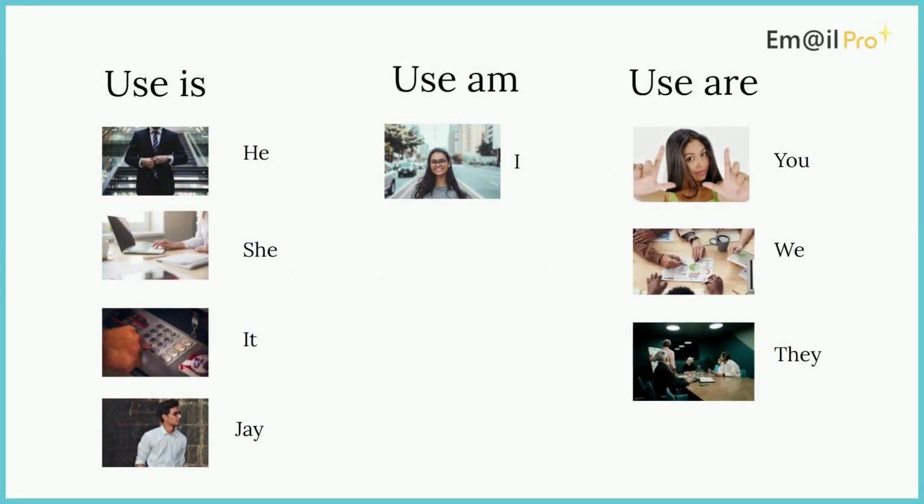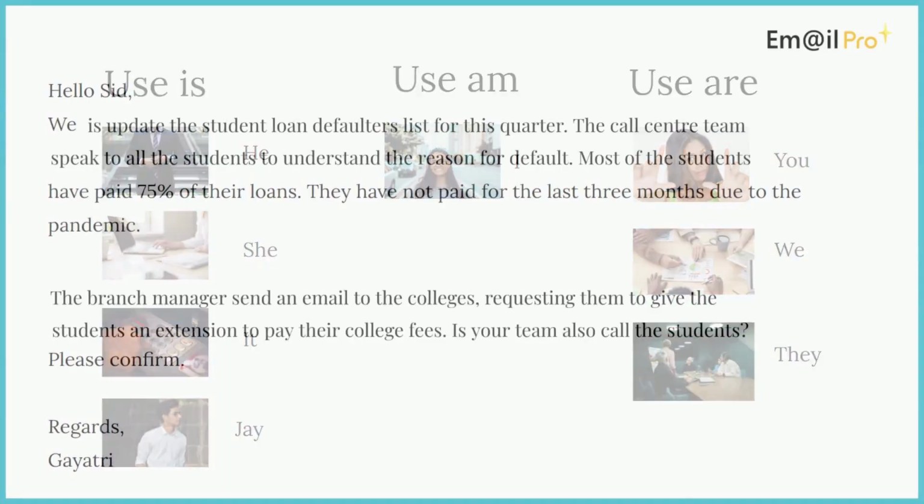Remember, use is with she, he, it or nouns. Use am with I and use are with you, we or they.